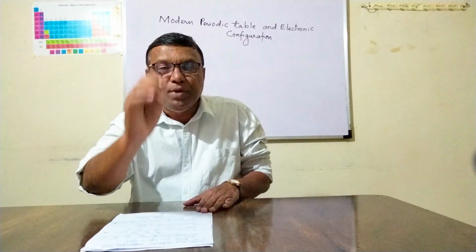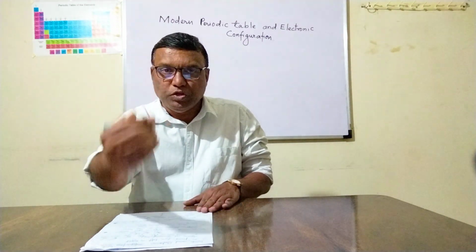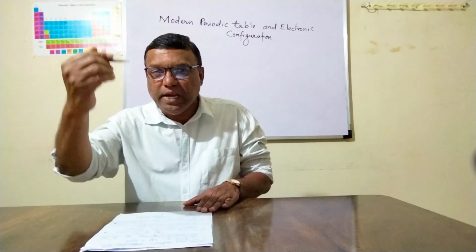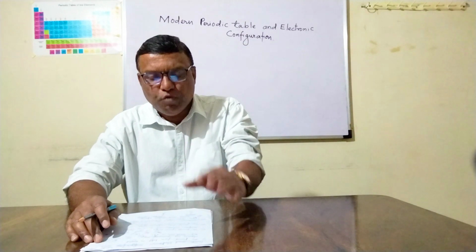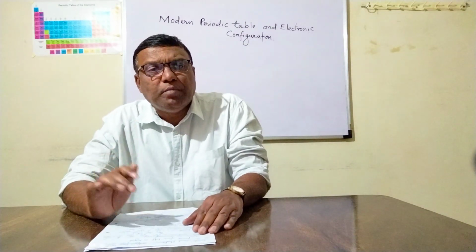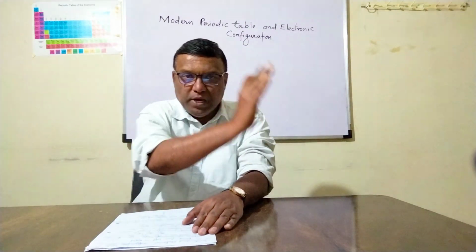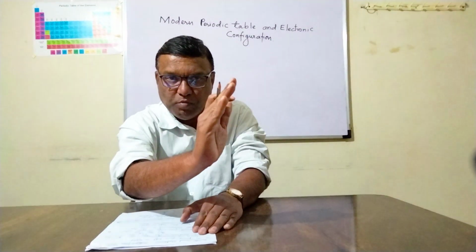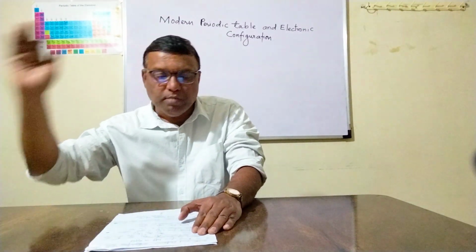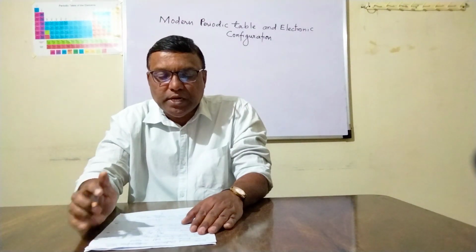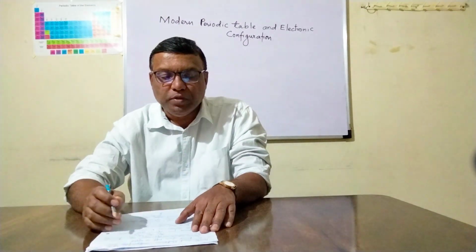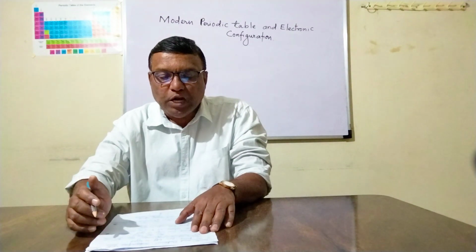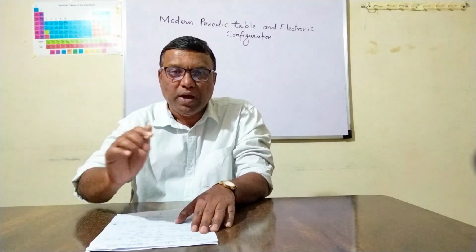Let us start. Now we have to find out what is the relation of period and electronic configuration. Total 5 points are there. Point number 1: in the period, from left to right of the modern periodic table, the atomic number increases by 1.